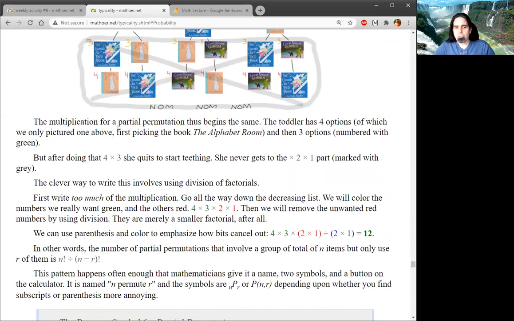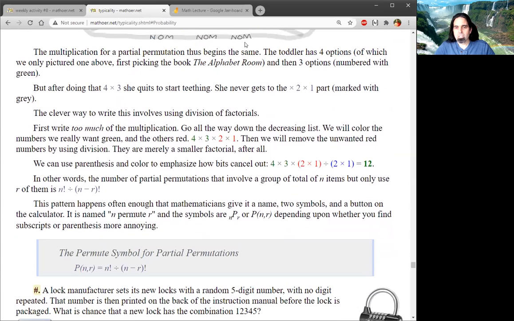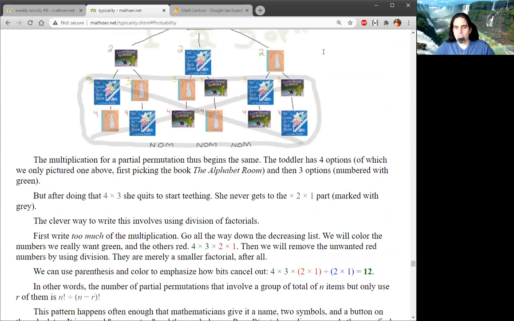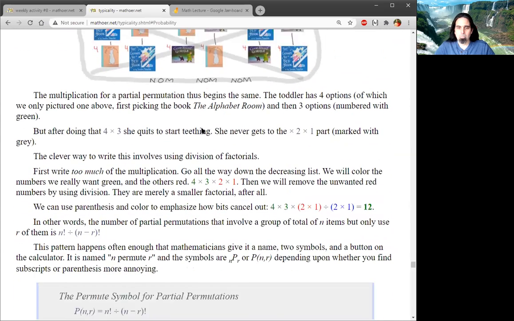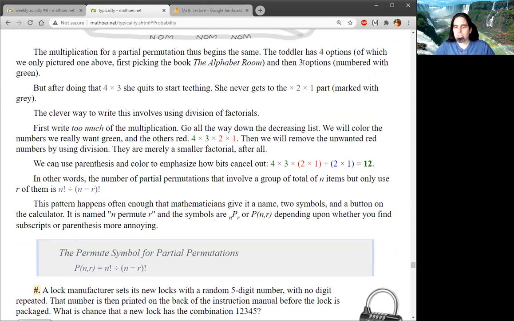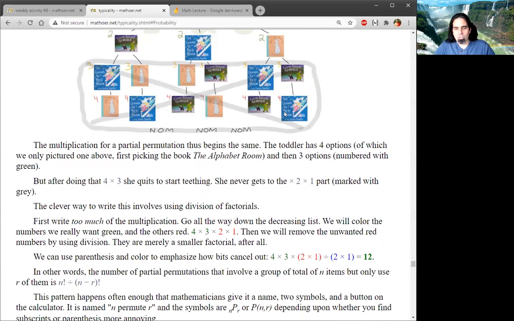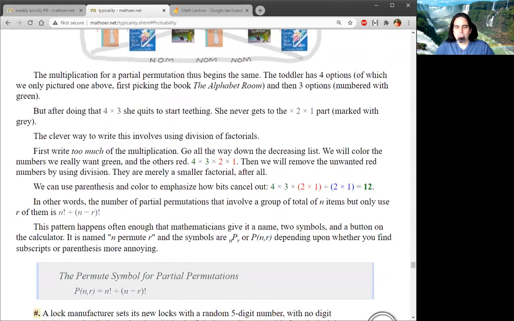The multiplication for a partial permutation starts the same. There were 4 options for her, of which we only pictured the one with alphabet room. And then there were 3 options for what she does next. But then she quits putting books on the shelf and starts teething. She never gets to the times 2 times 1 part at the end of the factorial. Right? The gray area that's crossed out doesn't happen now. It's only a partial permutation.